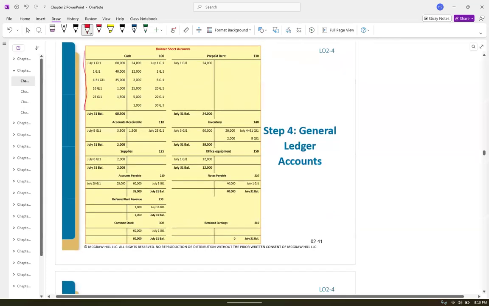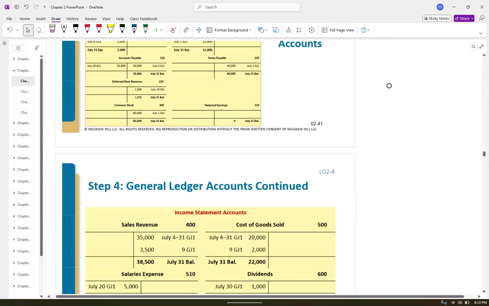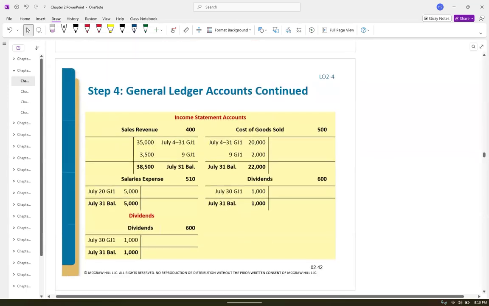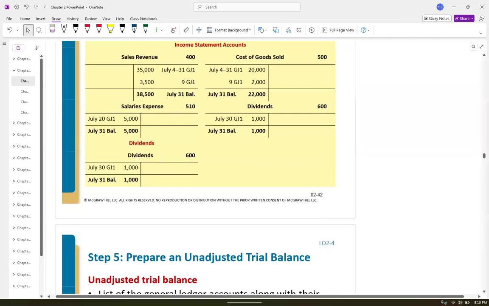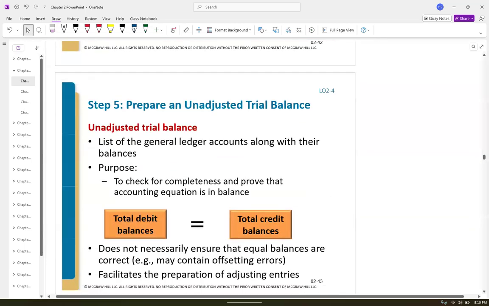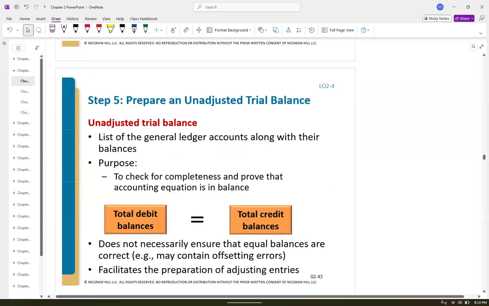These are the balance sheet accounts, it looks like. And then we have the income statement accounts and the dividends. So we have our sales revenue, cost of goods sold, salaries expense. Dividends is not an expense, okay? Not an expense. So the next thing we're going to do is prepare that unadjusted trial balance.